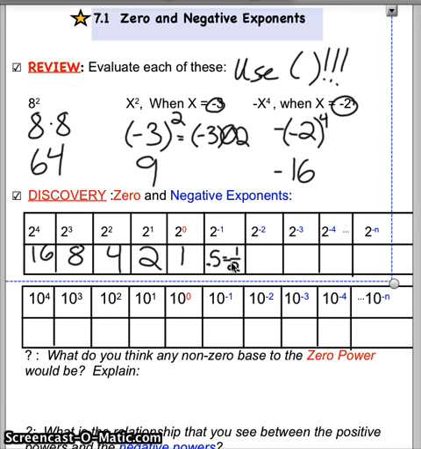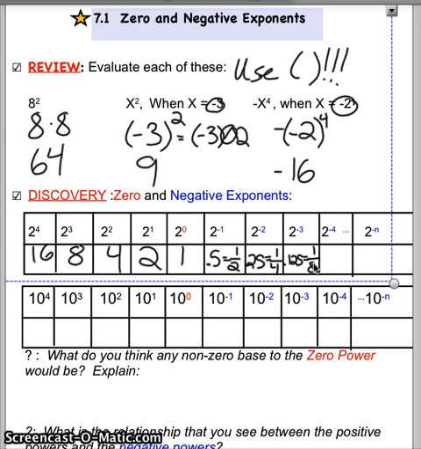Okay? 2 to the negative 2 power. What your calculator is going to give you is 0.25. Now again, for the sake of this lesson, I want you to think of that as 1/4. 2 to the negative 3. That is going to give you 0.125. And again, for the sake of this lesson, let's think of it as a fraction. That is actually 1/8.